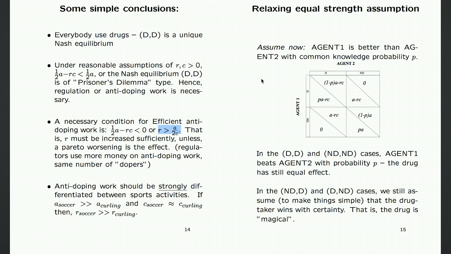Moving on to some relaxations. Okay, one of the strong relaxations here, of course, is this assumption of equal strength. So we assume there are clones. Now let's open up for a non-cloning situation. So we assume that agent 1 is better than agent 2.